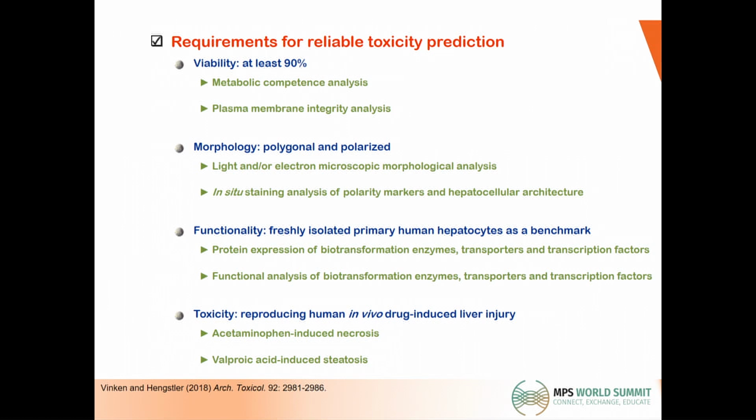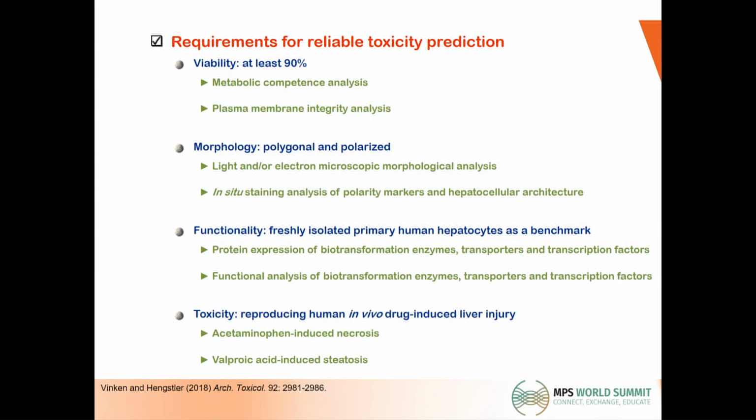So the first criterion is pretty straightforward, relates to viability, which obviously should be as high as possible during the entire duration of the application of, in this case, the liver MPS. You can monitor this by means of a metabolic competence kind of parameter, albumin secretion, urea synthesis, but also through cytotoxicity parameters. Think about release of LDH, lactate dehydrogenase, for instance.